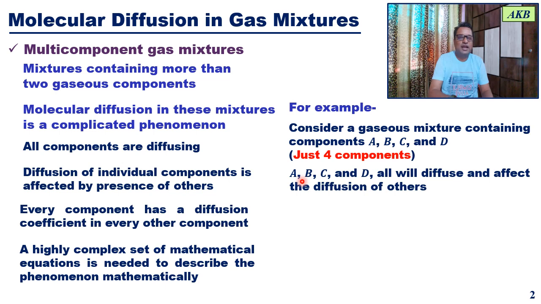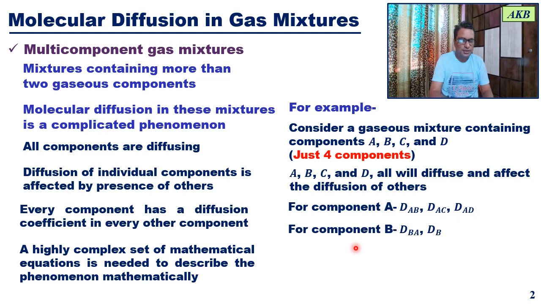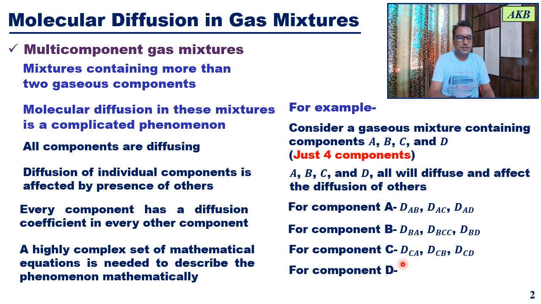Every component will have a diffusion coefficient for its diffusion in every other component. So for example, for component A, there will be a diffusion coefficient in B, in C, and in D. For component B, again, there will be a diffusion coefficient in A, in C, and in D. Similarly, for component C, there will be diffusion coefficients in A, B, and D. Similarly, component D will also have three diffusion coefficients because it will be diffusing in the other components as well.